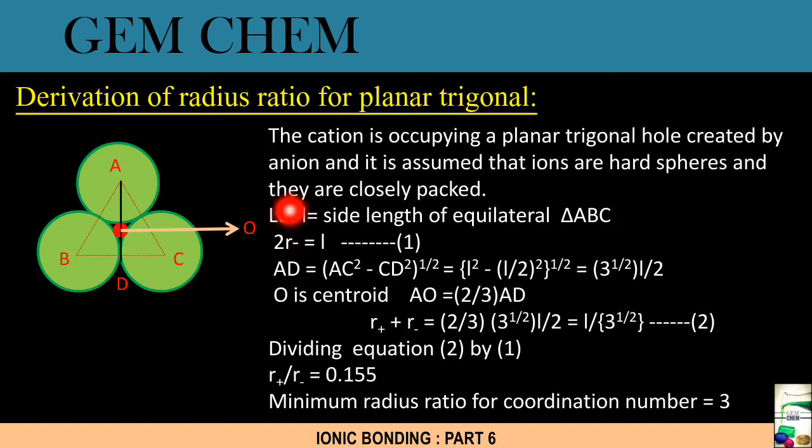Now we will derive the radius ratio for planar trigonal. If you see planar trigonal, here the structure looks like this, and we have considered that the cation is occupying a planar trigonal hole created by the anions, and it is assumed that the ions are hard spheres and they are closely packed.